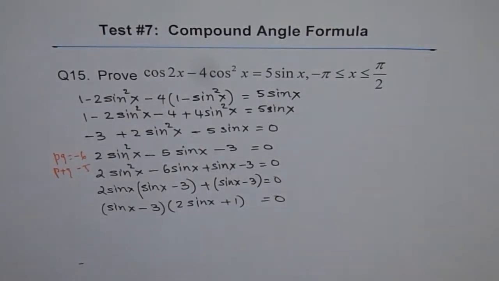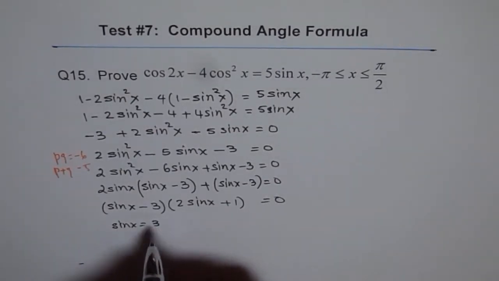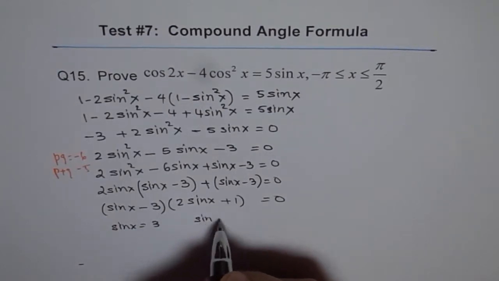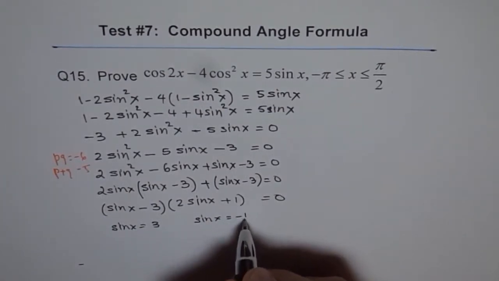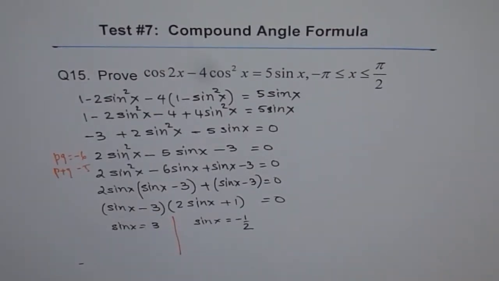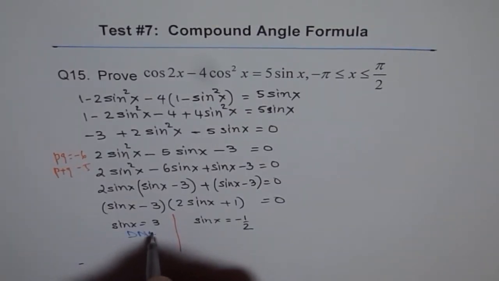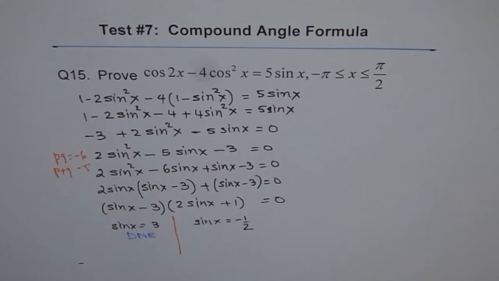Now these two factors when multiplied give us 0. That means either sine x equals 3 or sine x equals minus half. So these are two possible solutions. As we know, sine x is within plus and minus 1, so sine x equals 3 does not exist. That is not a valid solution. So we are left with one valid solution, which is sine x equals minus half.